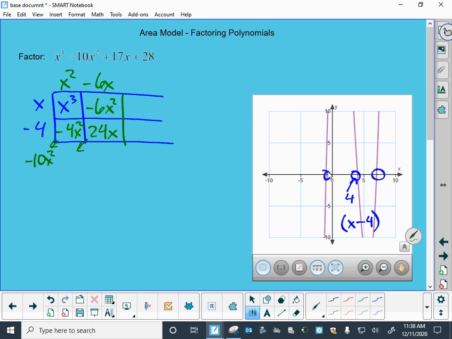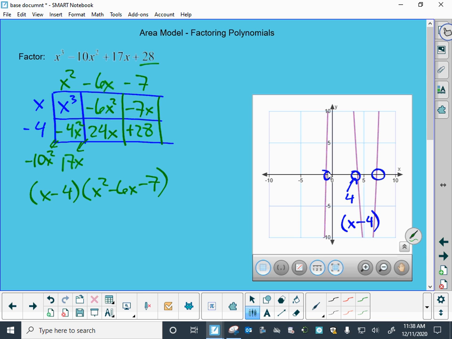But this was supposed to be a 17x, which means that I must need 7 more? 7x, no, minus 7. Okay. So 24 minus 7x will give me 17x, but then this must be a minus 7, and that would make this a plus 28, which is exactly what I wanted. So far I've got this factored into an x minus 4 times an x squared minus 6x minus 7.